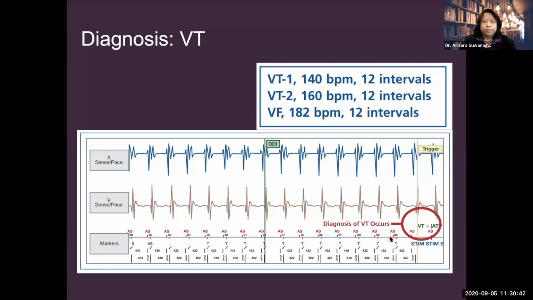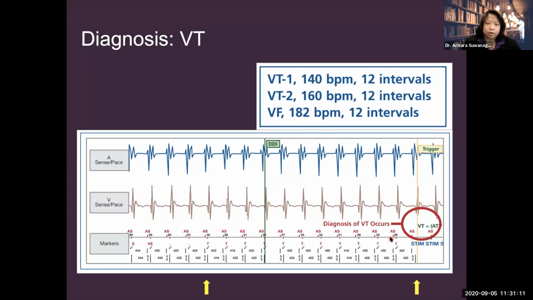Okay, like this one, you have a VT1, VT2, and VF. Each one has a 12 consecutive interval of detections. So from here, the device detects that there's a fast heart rate coming in. It counts 12 consecutive beats, making sure that it's all fast, greater than the detection zones, and then it gives therapy depending on which zone it was in.